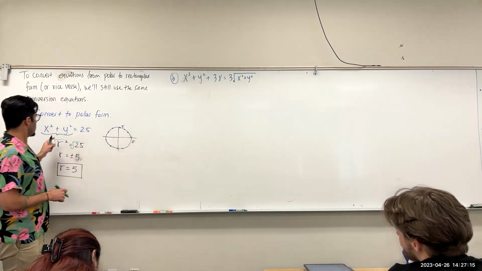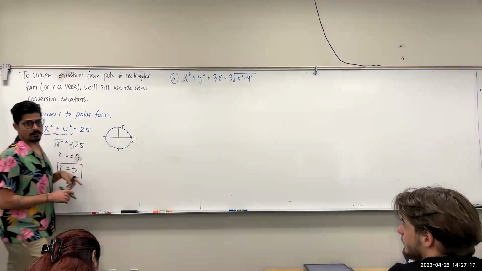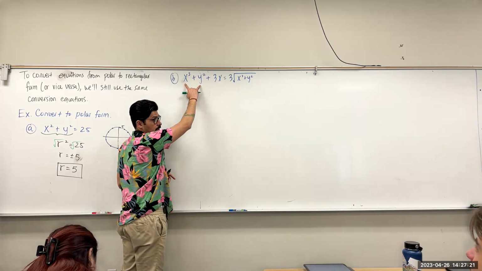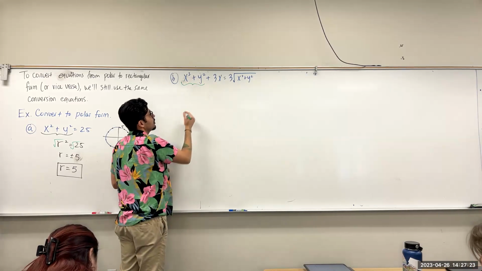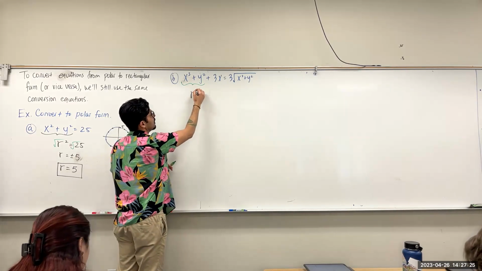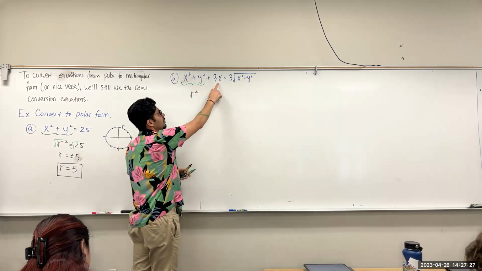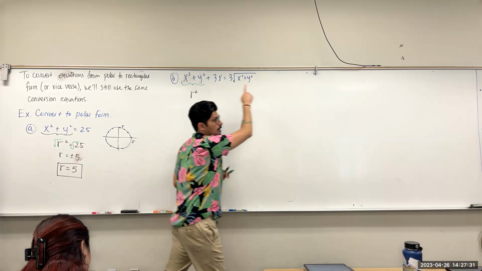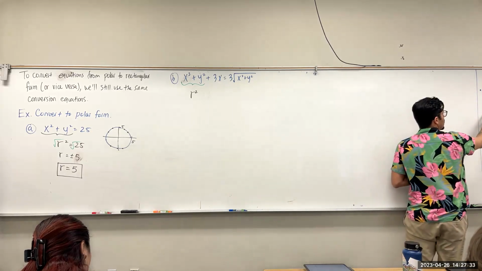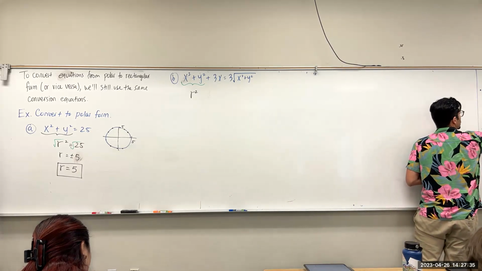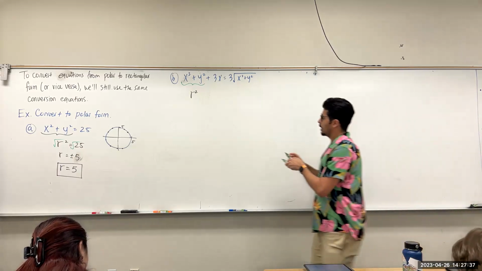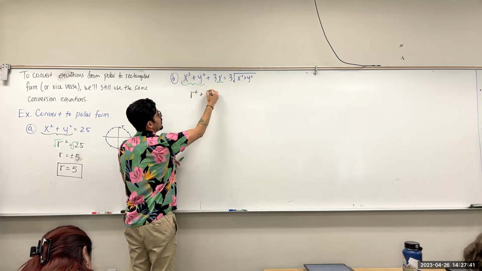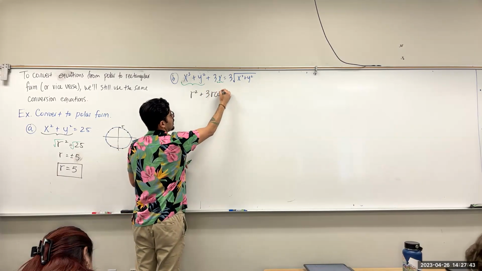So can we use this guy again? Yeah. Anytime I see an x squared plus y squared, boom, it can be replaced with r squared. So this is going to be r squared. What about this one here? What can we do? x can always be replaced with r cosine of theta. So I can rewrite this as plus 3 r cosine of theta.